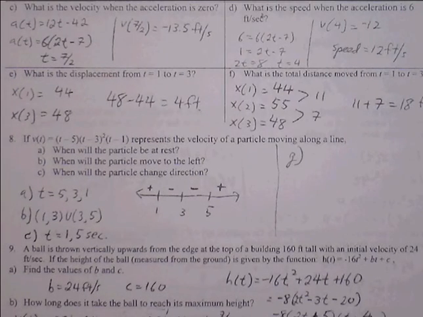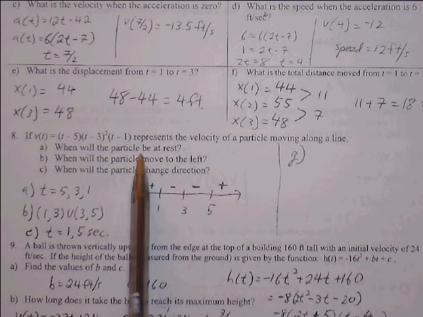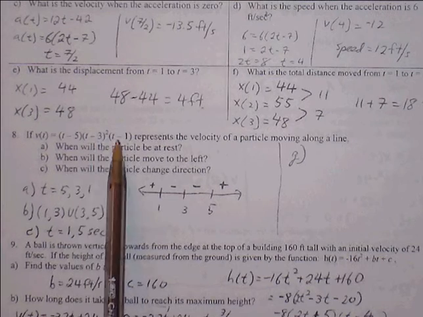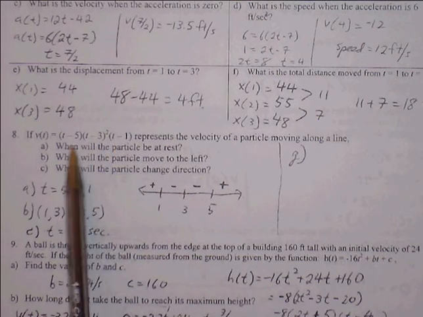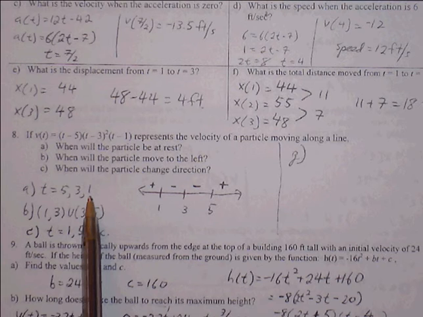All right, number 8. Velocity function is given. All right, when is the particle at rest? We can set the velocity equal to 0. So this is nicely factored already. We can set each parentheses equal to 0: 1, 3, and 5 seconds.